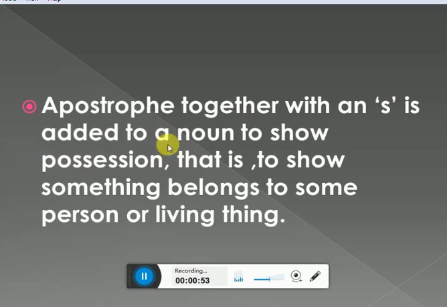Possession means ownership. It is used to show that something is owned by someone or something belongs to someone. Someone means any person or living thing. So we use apostrophe S to show possession, meaning to show something belongs to some person or living thing.